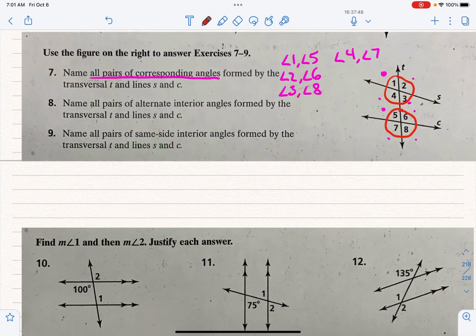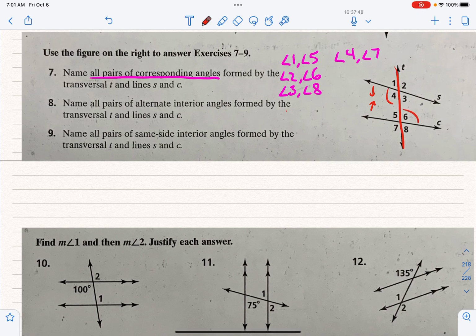All right. The next one, it says, name all the pairs of alternate interior angles. So I'm going to kind of get rid of what we had going on here so we can see it. And the alternate interior angles always have to be on the inside of these 2 lines, and they're on alternating sides of this transversal. So there's only 2 pairs.